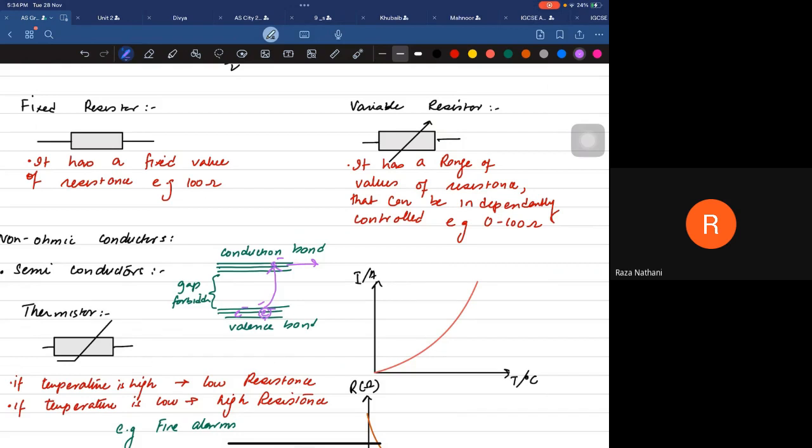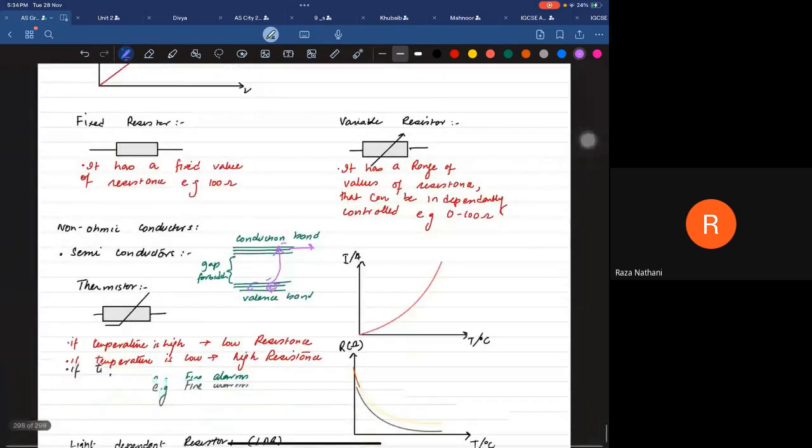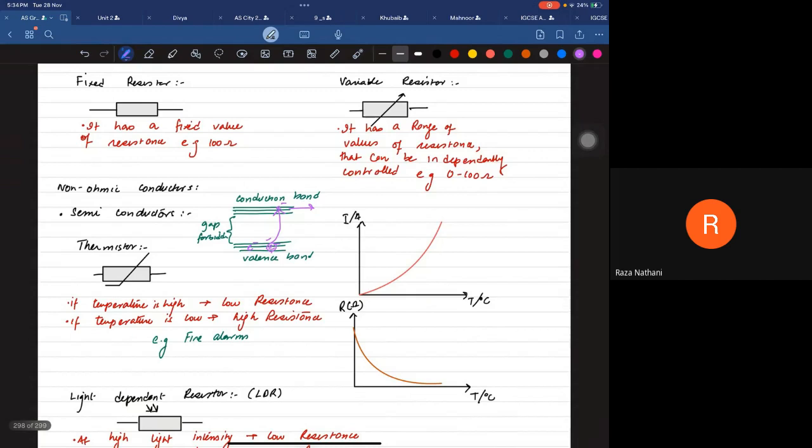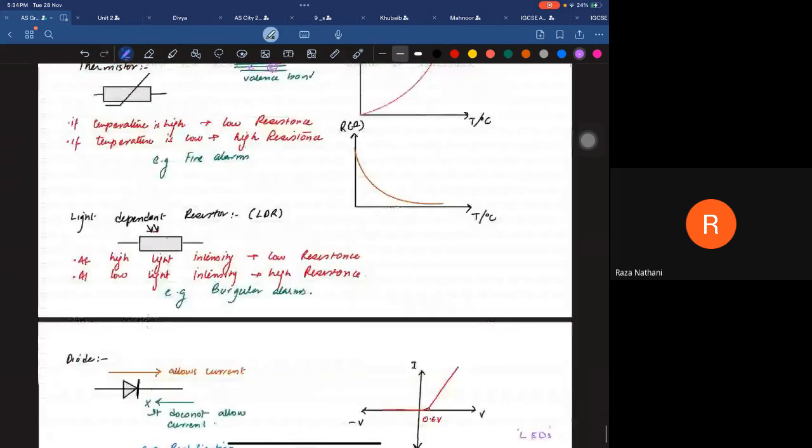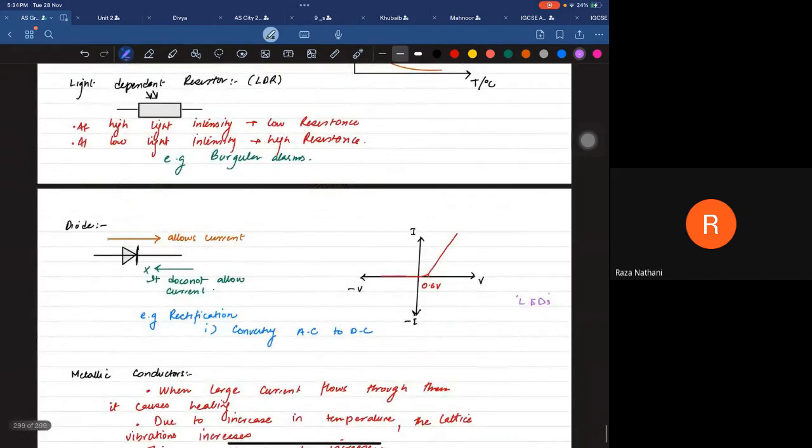Now, if you notice, every semiconductor needs a source of energy. A thermistor takes temperature, heat, as the source of energy. A light dependent resistor takes light as the source of energy, and a diode takes a little bit of voltage to do that. Is it clear? Yes, sir.